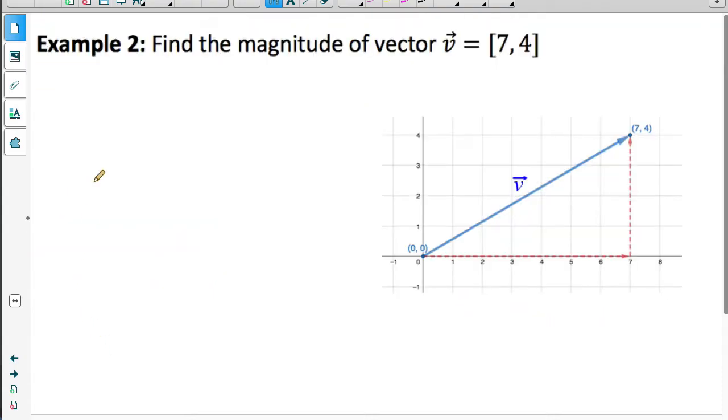So let's give that a shot. Let's find the magnitude of this vector. Find the magnitude of vector [7, 4]. And when it's written like this, you have to understand by now that means that the tail is at the origin, the tip is at (7, 4).